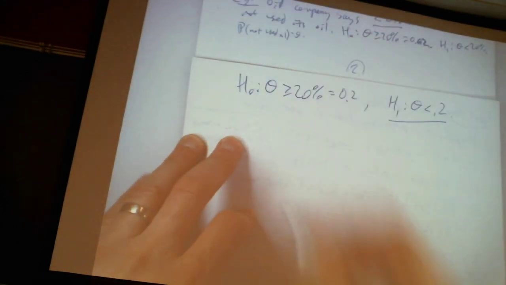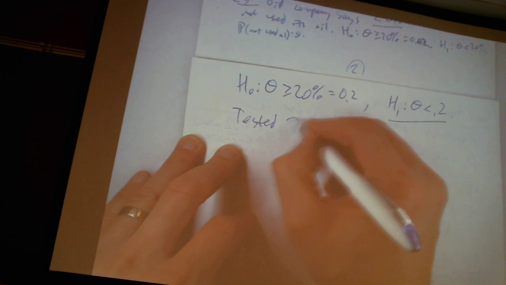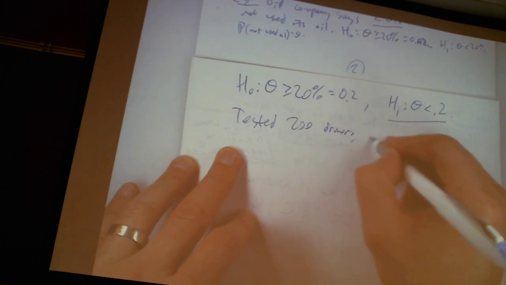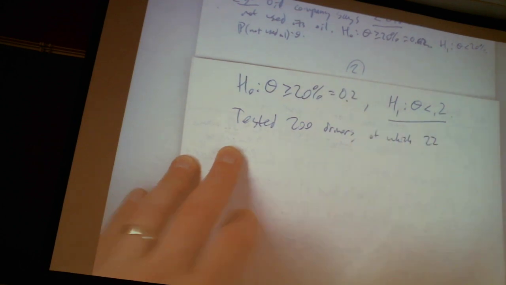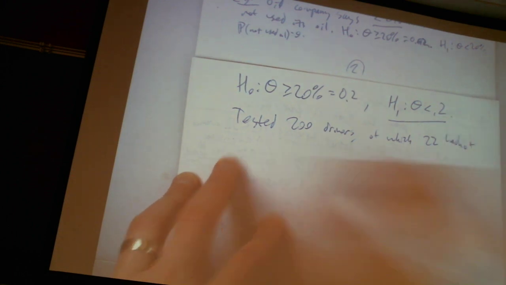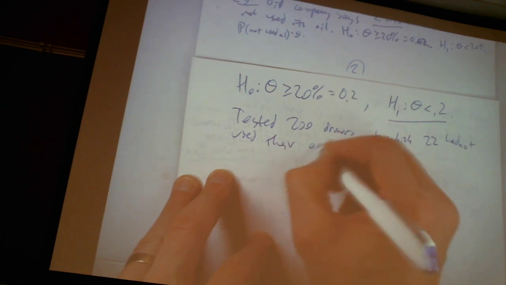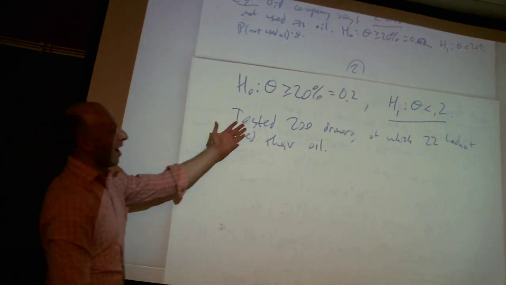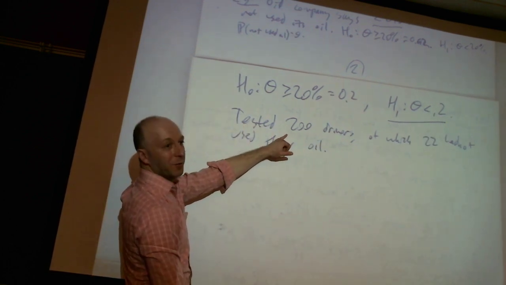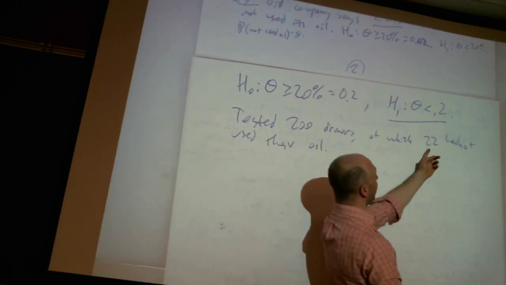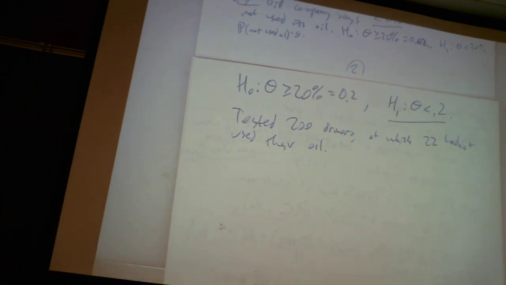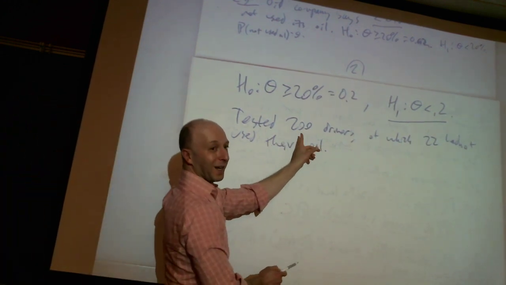So what do they do to try to prove this? They tested 200 drivers, of which 22 had not used their oil. So they say, aha, if only 20% of the drivers had not used their oil, out of 200 drivers, we would see 40. And we're seeing much less than that, 22. So doesn't that prove our point? And you, the statistician, say, wait a second, is this enough of a sample size?